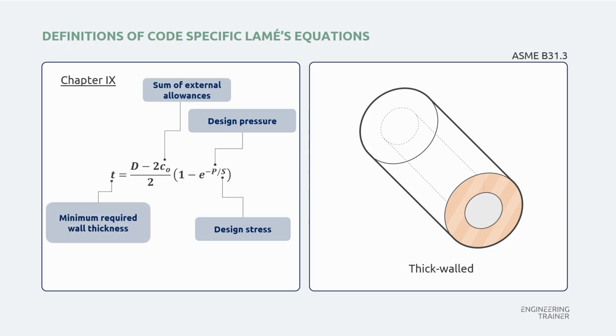The minimum required wall thickness is determined in the B31.3 code by the outer diameter minus 2 times the sum of the external allowances divided by 2 and multiplied by a factor which is based on the design pressure and stress. Note that Chapter 9 also specifies additional requirements that should be implemented in your pipe design and flexibility analysis. We do not discuss these requirements in this lesson.